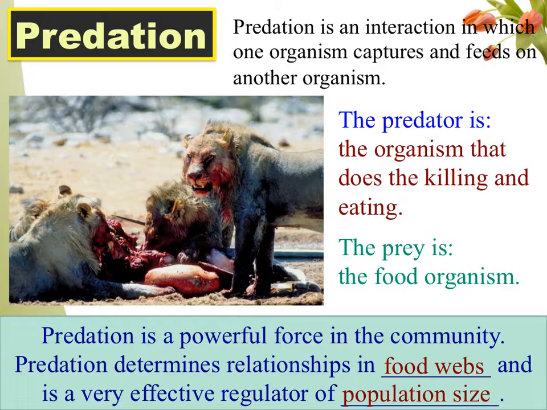One of the relationships that happen between organisms in a community is predation. It's the interaction where one organism captures and feeds on another organism. And so the predator is the organism that does the killing and the eating, and the prey is the food. In this example, you see a lion feeding on perhaps a gazelle or a zebra in one of the biomes in Africa. And so the lion is the predator, and the gazelle or the zebra is the prey. And really, predation is what determines the relationships in a food web.